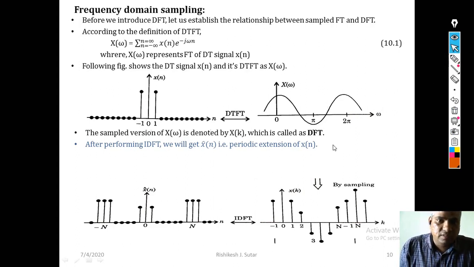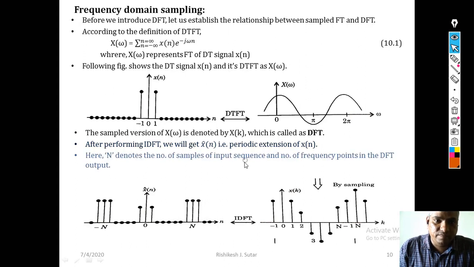Okay, so once I got this relation between X of k and x cap of n, what we can conclude here is that this x cap of n is the periodic extension of x of n. So that is not the exact x of n, but it's a periodic extension. This x of n is repeated an infinite number of times on the positive side as well as on the negative side. So that is what x cap of n is. Whatever N I am considering here is nothing but the number of samples. So we are considering N samples in one cycle of X of omega. So this capital N denotes the number of samples of the input sequence and the number of frequency points in the DFT output.